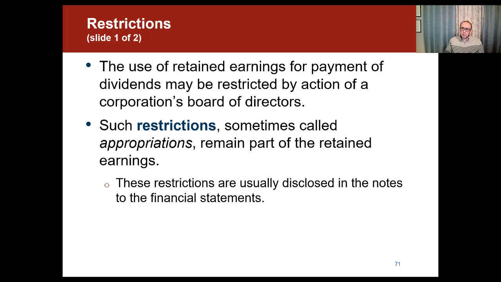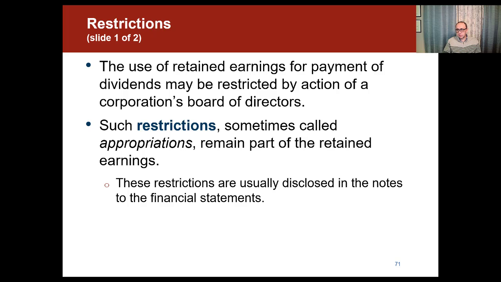There's also something that we need to know called restrictions, which is related also to retained earnings. So the use of retained earnings for payments of dividends may be restricted by action of a corporation's board of directors. The board of directors might say, oh, we have positive retained earnings, but we're going to restrict it for other use. So such restrictions, sometimes called appropriations, remain part of the retained earnings.